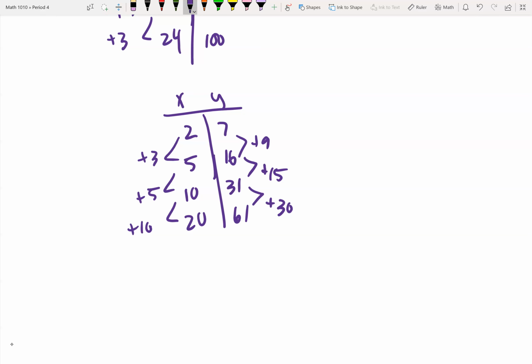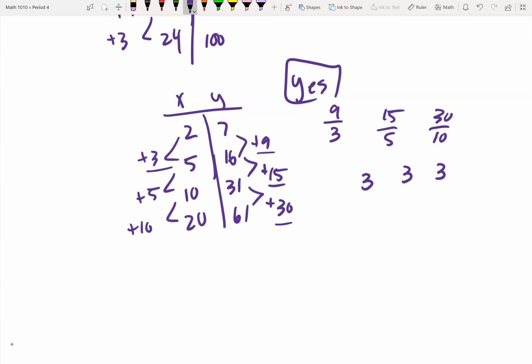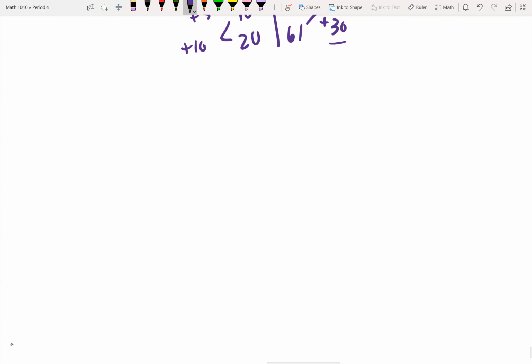So slope is change in y over change in x. So go 9 over 3. The next one is 15 over 5. The next one is 30 over 10. Well, this is a 3, and this is a 3, and this is a 3. So all those ratios are the same. So is it linear? Yes, that was exactly what I wanted to happen. Okay, so that's that. Okay, here is question 16.